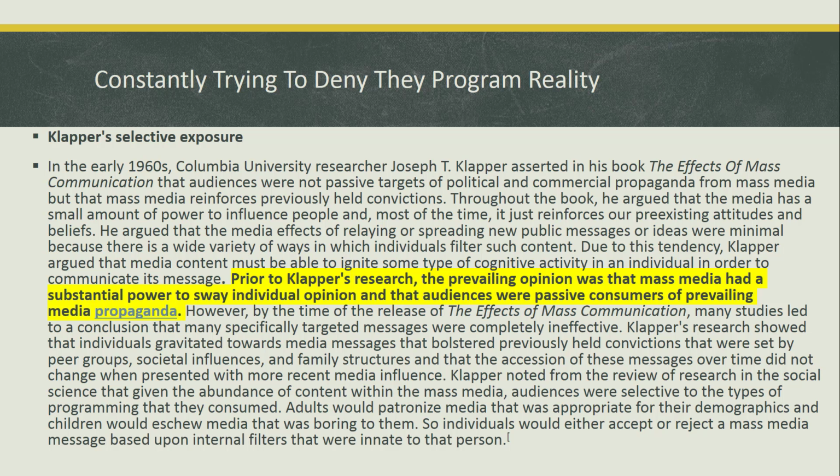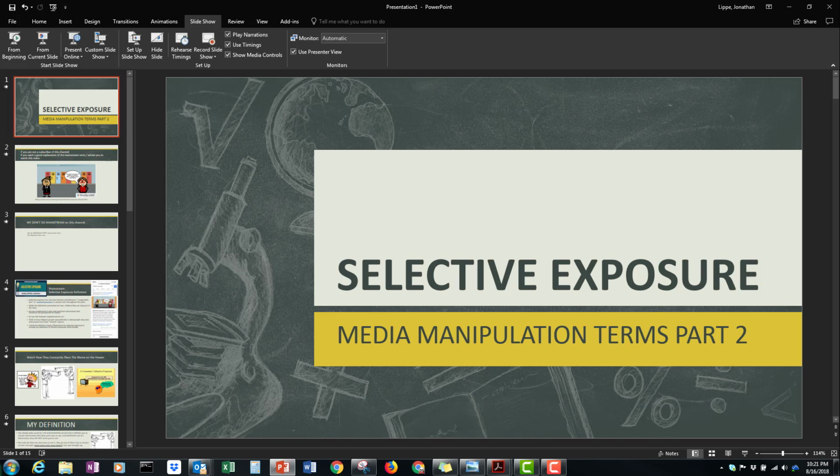And let's see. Adults would patronize media that was appropriate for their demographics, and children would eschew media that was boring to them. So individuals would either accept or reject a mass media message based upon internal filters that were innate to that person. So again, it's the viewer's fault. But if they control all the children's programming and all the adult programming, it's still their programming.